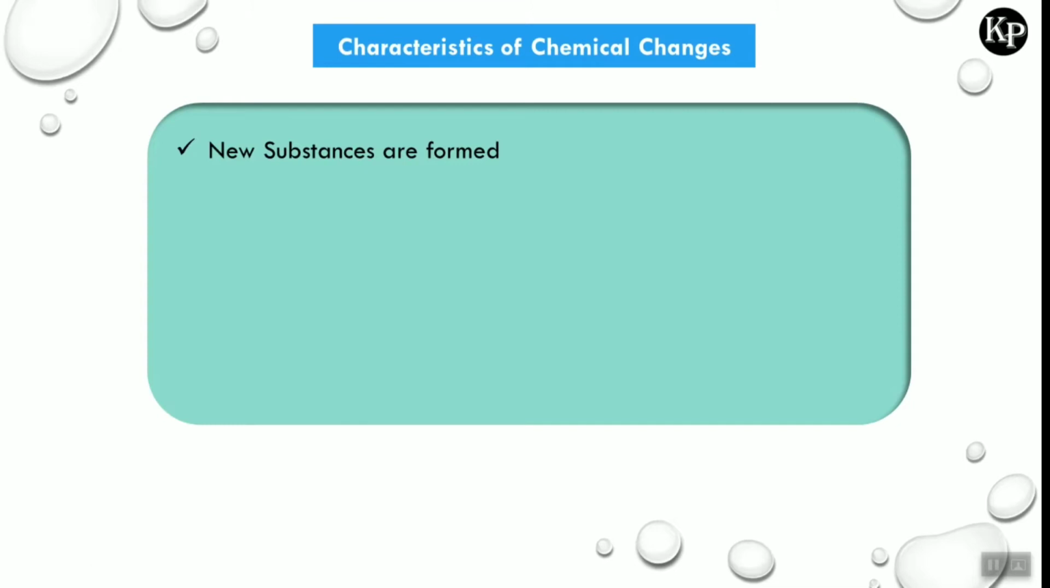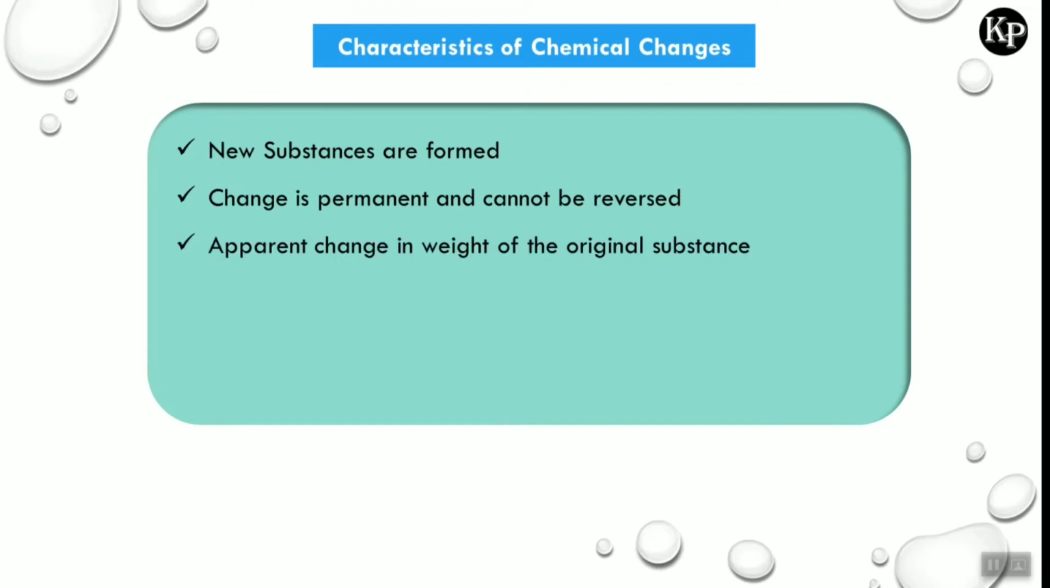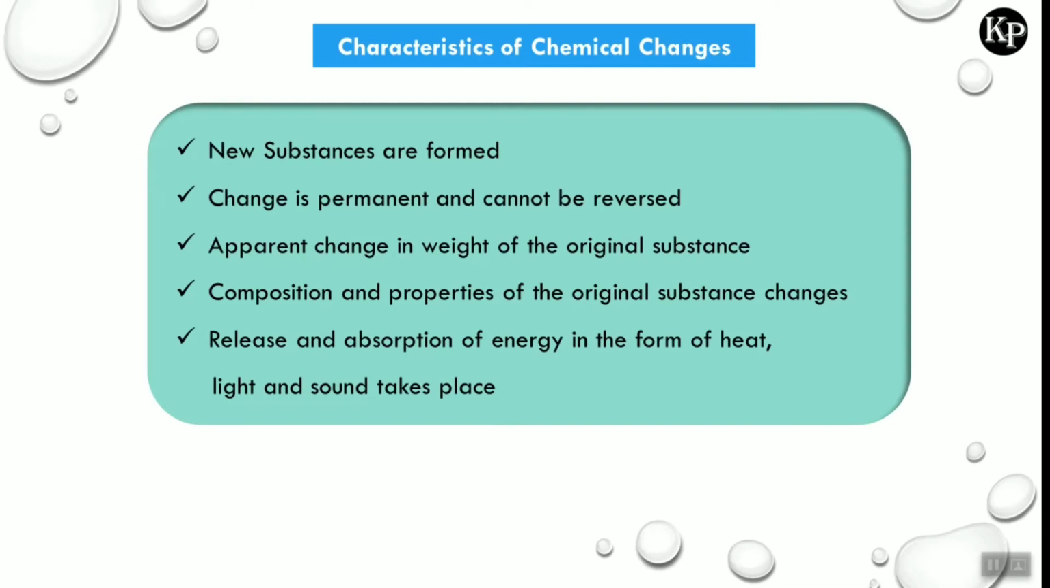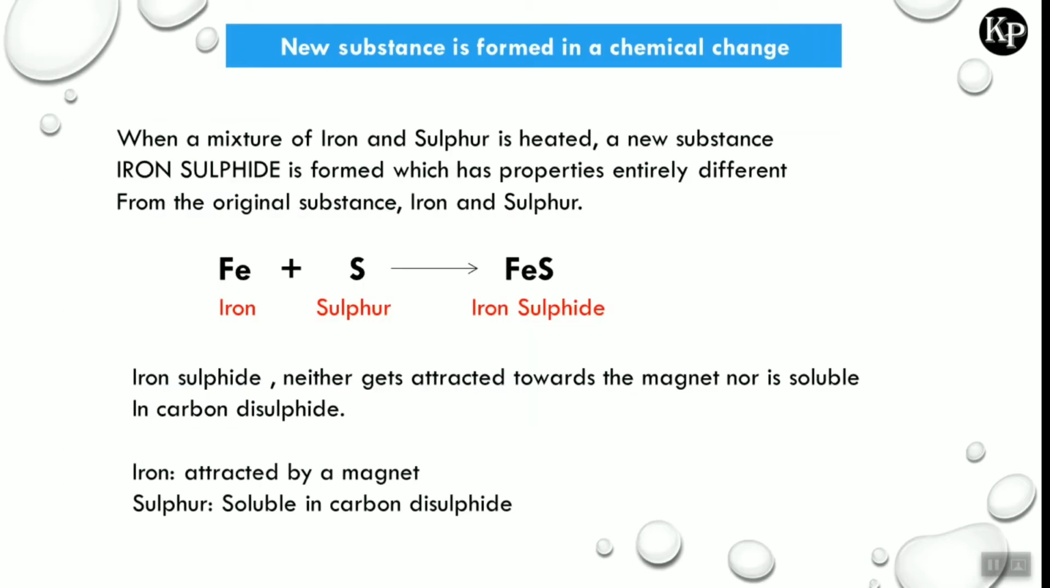The characteristics of chemical change: number 1, new substances are formed. The change is permanent and cannot be reversed. There is an apparent change in weight of the original substance. The composition and properties of the original substance change. Release and absorption of energy in the form of heat, light and sound takes place. Let's see one by one.